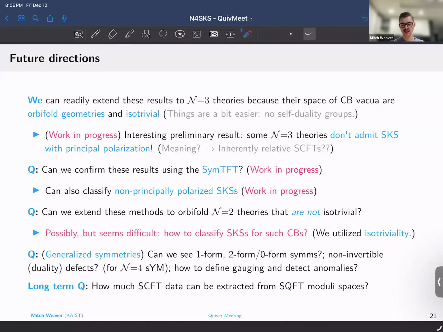And one of the interesting features is that it looks like some N=3 theories don't admit special Kahler structures with principal polarization, which are precisely the ones that will be classified here in the case of N=4. So it's a bit of an open question as to what this means physically. And according to the interpretation that's motivated by the results I just went through, it might mean that these are actually SCFTs which are inherently relative, meaning there's no absolute version of them. They don't have any global data that completes them into an absolute theory.